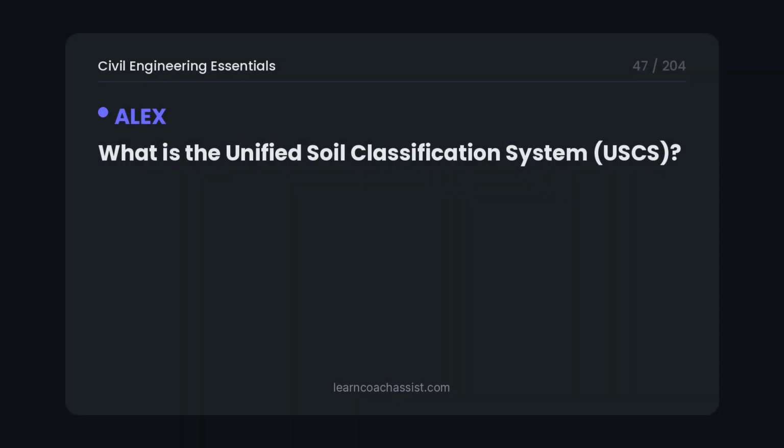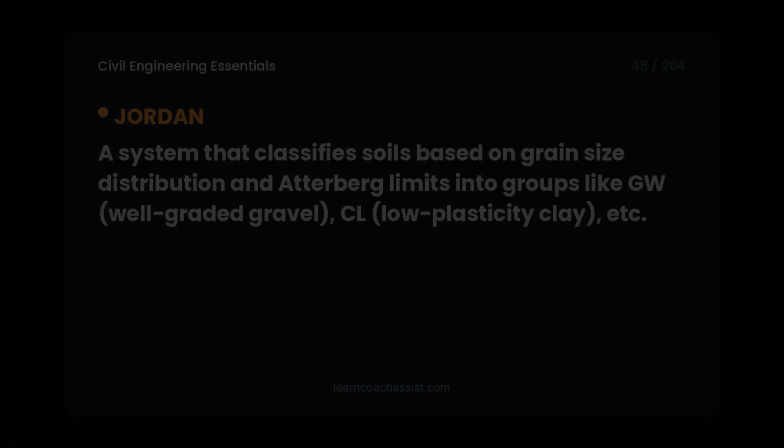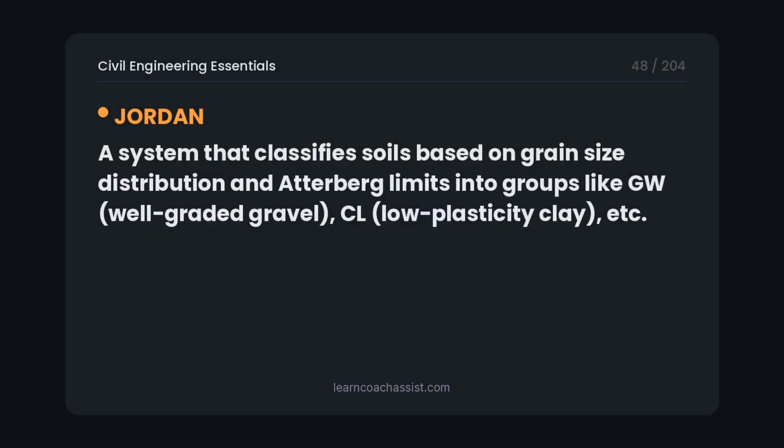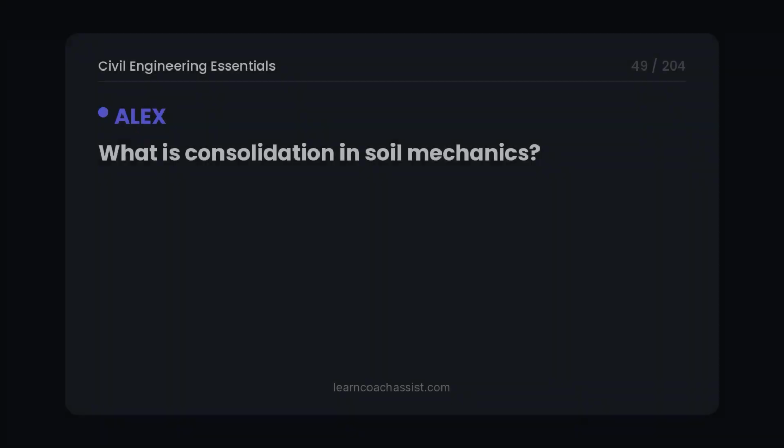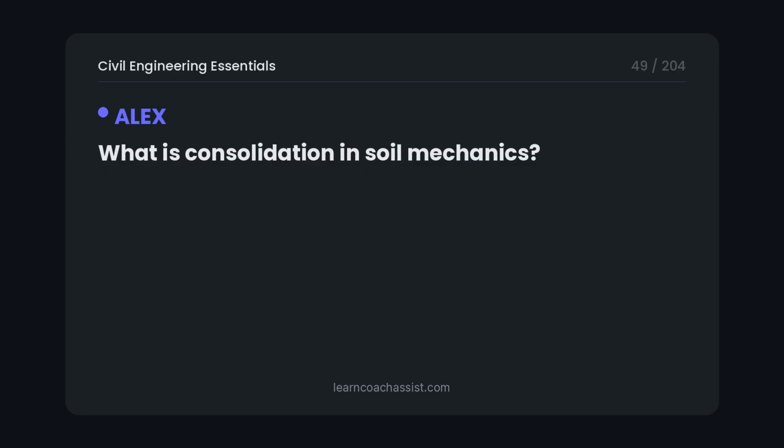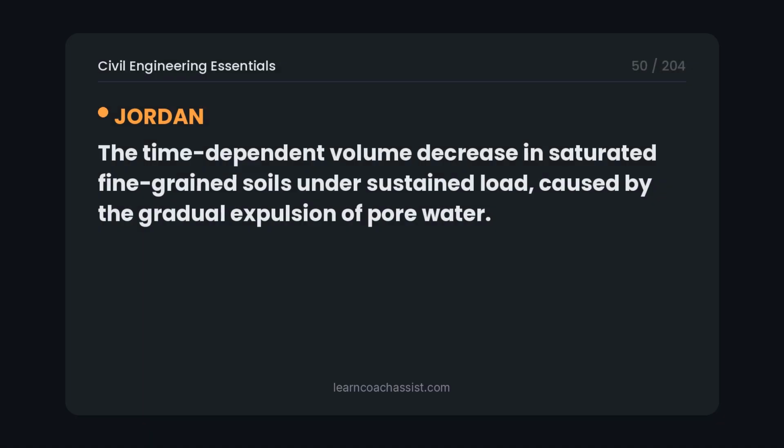What is the Unified Soil Classification System, USCS? A system that classifies soils based on grain size distribution and Atterberg limits into groups like GW, well-graded gravel, CL, low plasticity clay, etc. What is consolidation in soil mechanics? The time-dependent volume decrease in saturated fine-grained soils under sustained load, caused by the gradual expulsion of pore water.